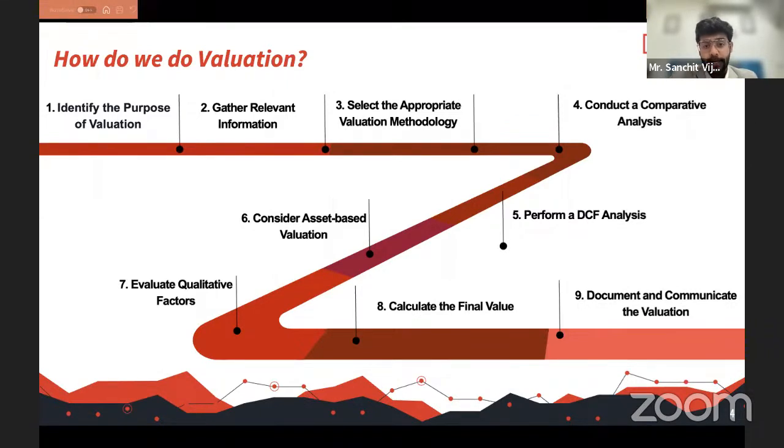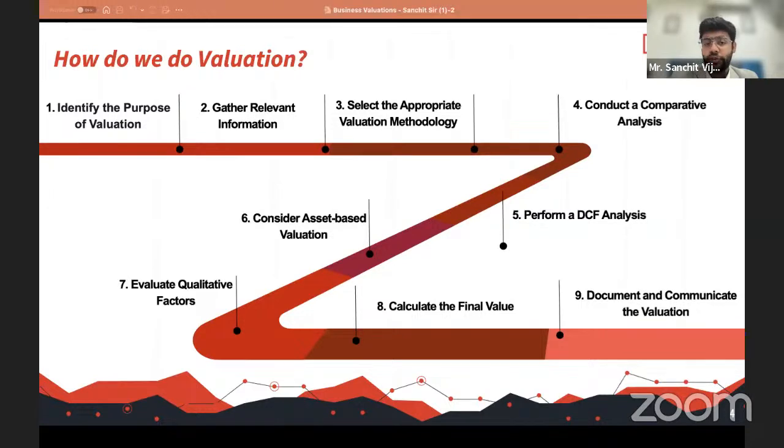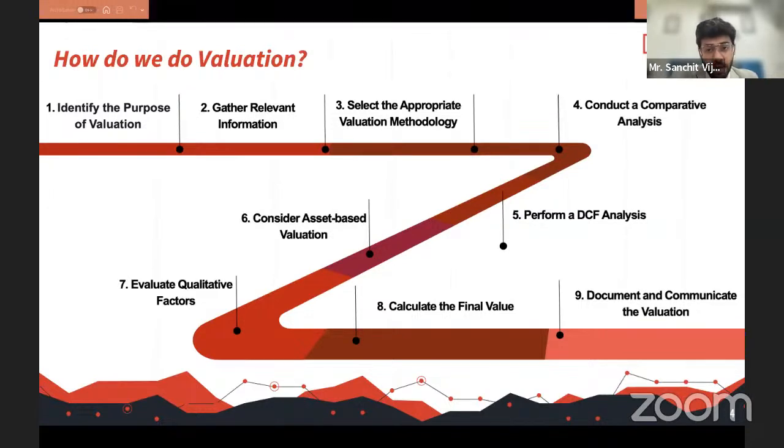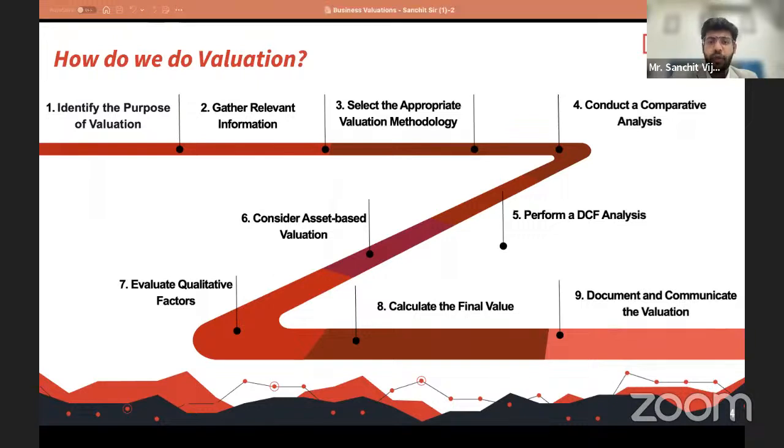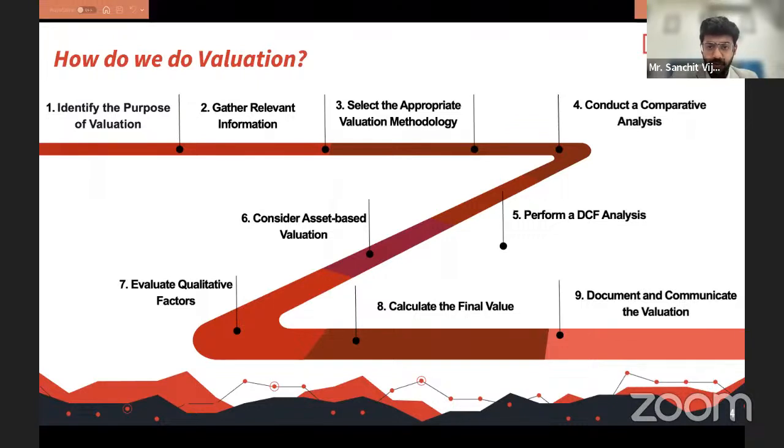The fourth is conducting comparative analysis, if applicable, where we perform a comparative analysis using either comparable company analysis or even precedent transaction analysis. We identify similar companies or transactions and compare key financial metrics while valuing an entity. Fifth is performing a DCF analysis on the basis of the projections that we have, that is a cash flow driven valuation, and applying an appropriate discount rate.